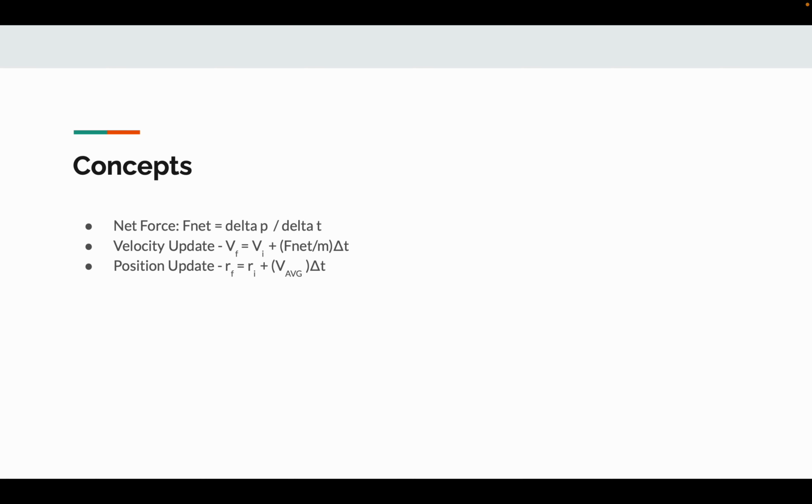Some key concepts we need to know: the net force is equal to delta P, the change in momentum, over the change in time. The velocity update formula is V final equals V initial plus F net over M times delta T. And the position update formula is R final equals R initial plus V average delta T.